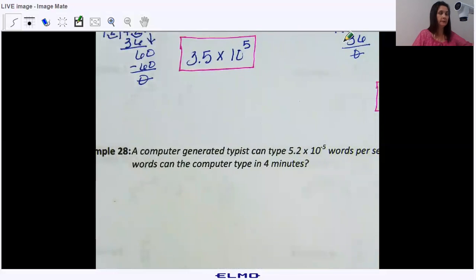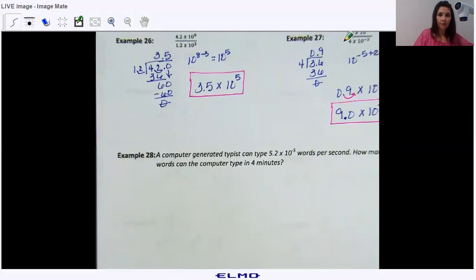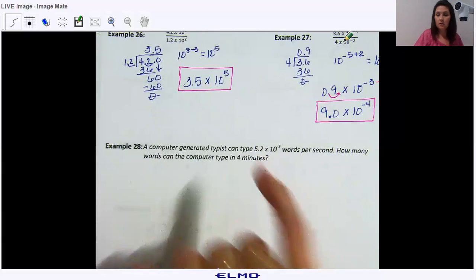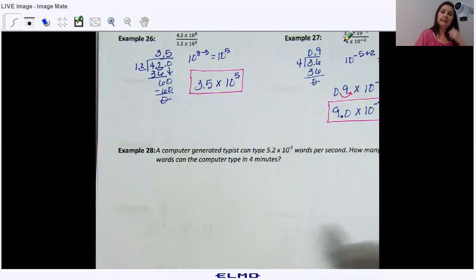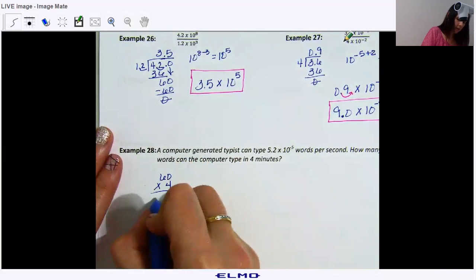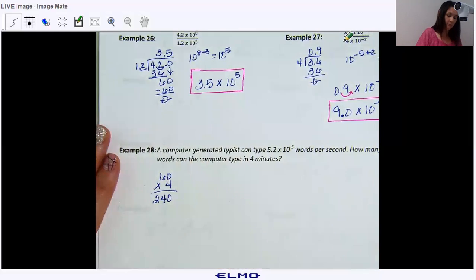Okay, here we go. Example 28. A computer-generated typist can type 5.2 times 10 to the power of negative 5 words per second. That's a lot. How many words can the computer type in 4 minutes? Okay, well, we need to turn those minutes into seconds because that's how this is measured right here. So I know that each minute is 60 seconds. So I would take 60 times 4 and get 240 seconds, okay?